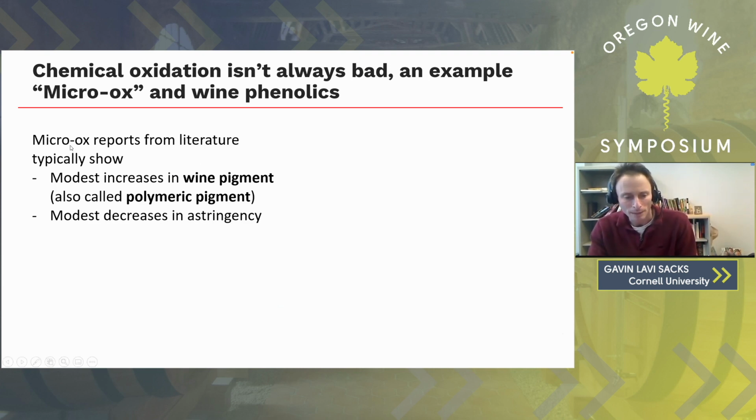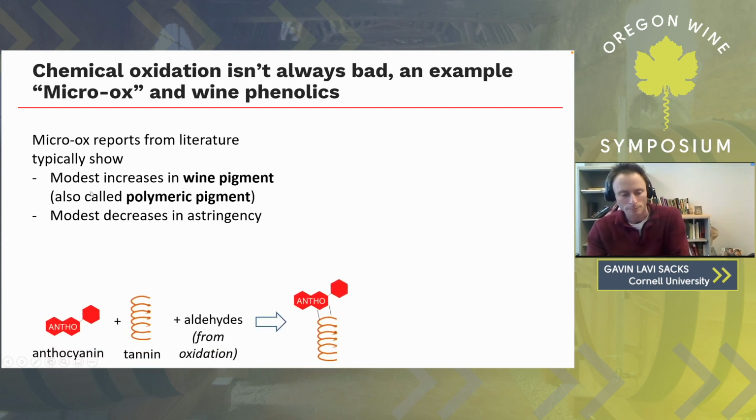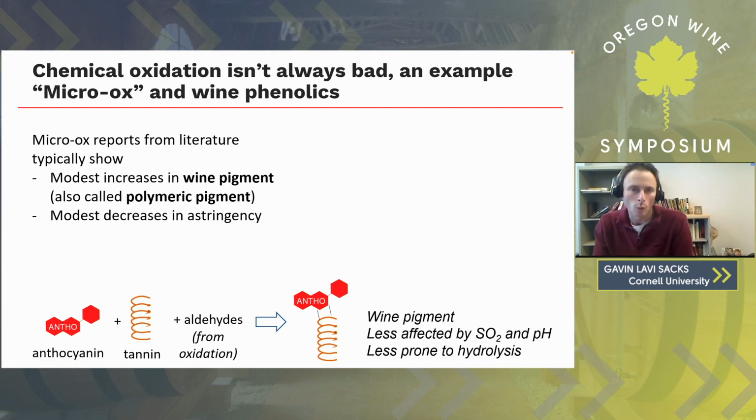In micro-ox, the idea is that you will allow the anthocyanins in your wine to react with, sometimes but not always, tannins in the wine, and to react with aldehydes that can be formed as a result of wine oxidation. And this will result in compounds that are referred to as wine pigments. Sometimes they're also referred to as polymeric pigments, although they don't necessarily need to have tannin polymers in them. So I think wine pigment is more descriptive. They're less bleachable by SO2. They're less prone to hydrolysis, so they're more stable in a wine environment. They're also the major contributors to the color of aged wines.